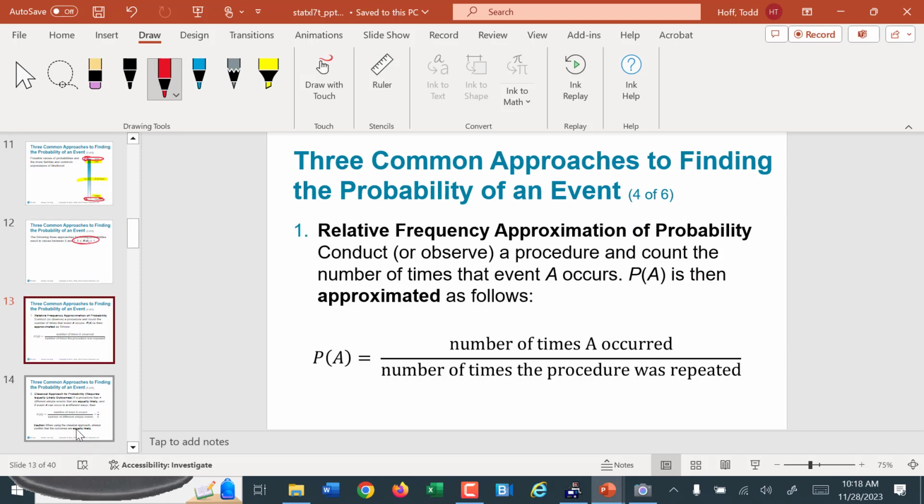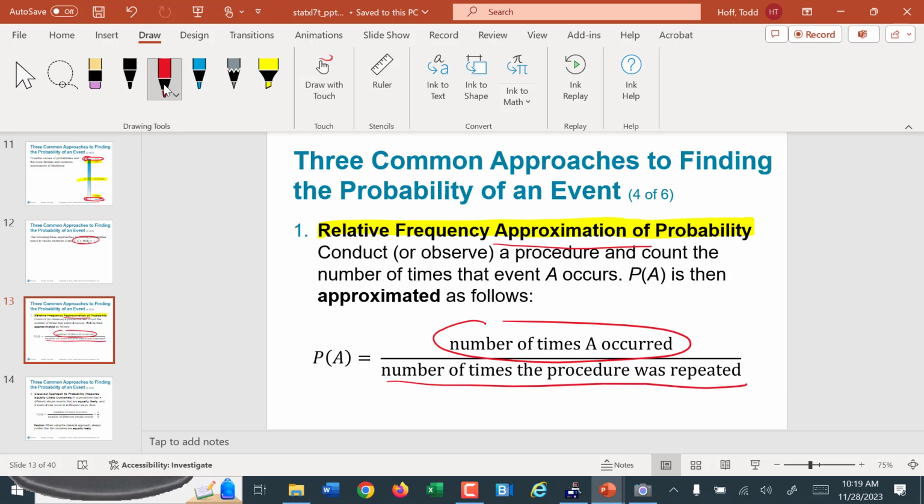Our first approach that we can use is called a relative frequency approximation. And the word approximation is in there because it is often just approximate. We'll talk about simulations later, but it's often done with a simulation. We repeat an event several times, and I mean a lot of times. And we look to see in how many of those procedures did we get the result that we're looking for. So it's the number of times that event A occurred divided by the number of times we repeated the procedure.